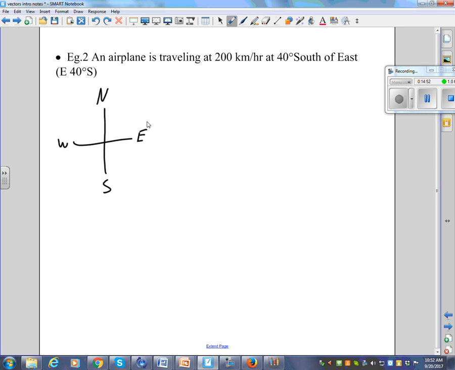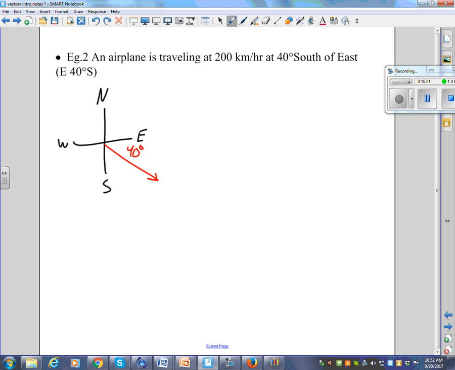Okay, 40 degrees south of east. The order matters. South of east. So you have to look which direction first. South of east. So you're looking east and then going 40 degrees towards the south. 40 degrees south of east. Okay, that's one way to describe it.